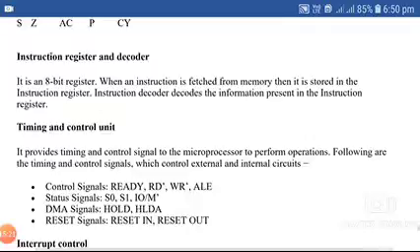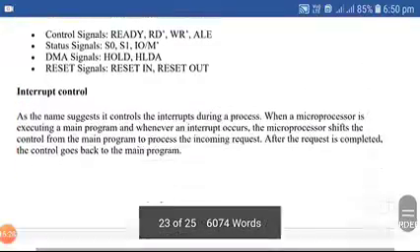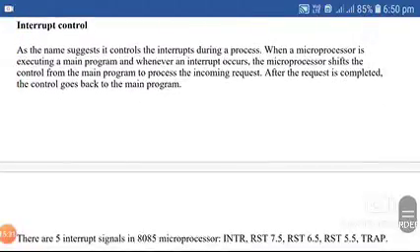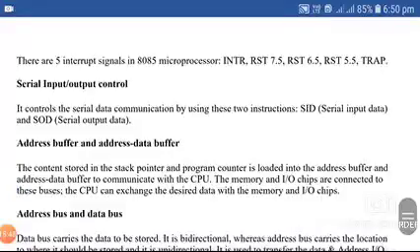Instruction register and decoder. It is an 8-bit register. When an instruction is fetched from memory, it is stored in the instruction register. So next we are going for interrupt control. As the name suggests, it controls the interrupts during a process. When a microprocessor is executing a main program and an interrupt occurs, the microprocessor shifts the control from the main program to process the incoming request. After the request is completed, the control goes back to the main program. There are 5 interrupt signals in the 8085 microprocessor: INTR, RST 7.5, RST 6.5, RST 5.5 and TRAP.